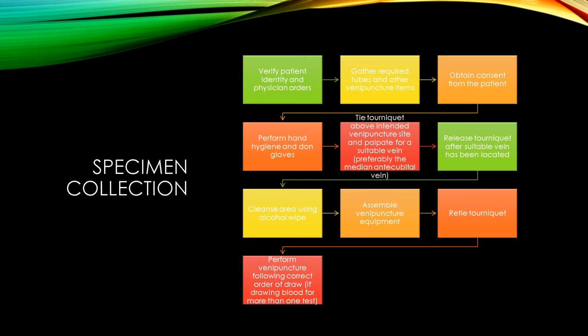They will obtain consent from the patient. They will perform hand hygiene and don their gloves. Then they will tie the tourniquet above the intended venipuncture site and palpate for a suitable vein, preferably the median antecubital vein. After they have found a suitable vein, they will release the tourniquet, cleanse the area with an alcohol wipe, and assemble their venipuncture equipment while they are waiting for the alcohol to dry. After the alcohol has dried, they will retie the tourniquet and safely perform venipuncture following the correct order of draw.